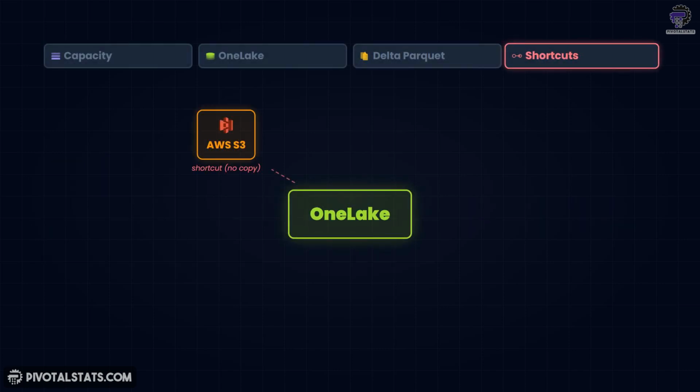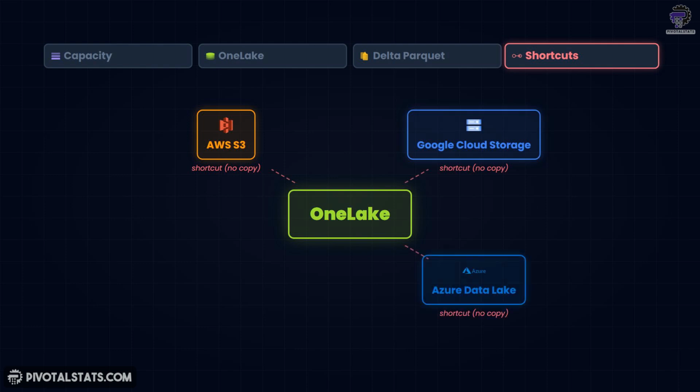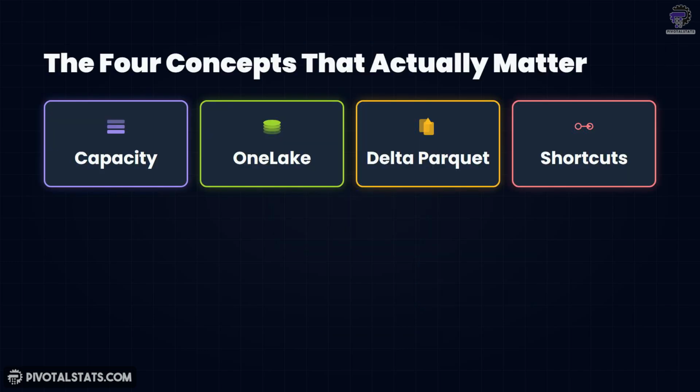Shortcuts are symbolic links. You can create a shortcut in OneLake that points to data sitting in S3, in another ADLS account, in Google Cloud Storage, in another Fabric workspace, in a Dataverse table. The data is not copied. Queries go through the shortcut to the source. This is probably the most genuinely new and interesting thing in Fabric because it means you can build a virtual data lake across clouds without ETL. Those 4 things, capacity, OneLake, Delta, shortcuts, are Fabric. Everything else is a workload.